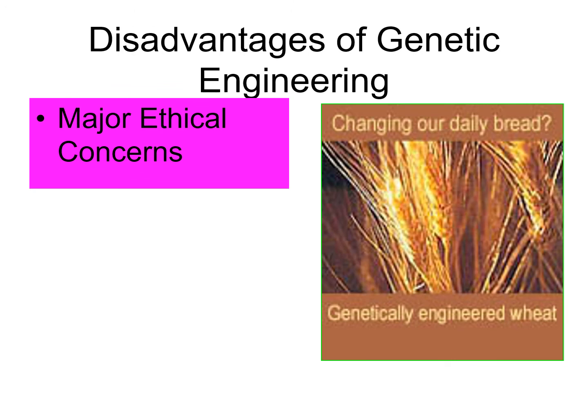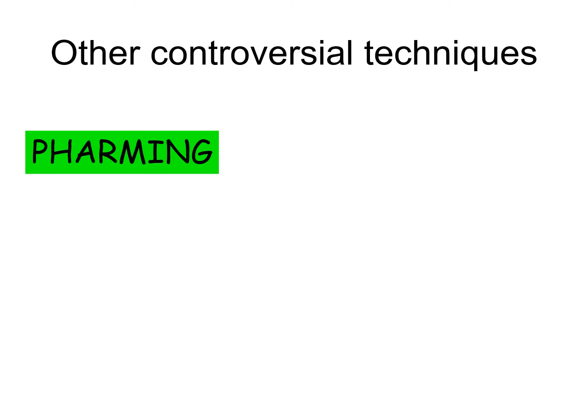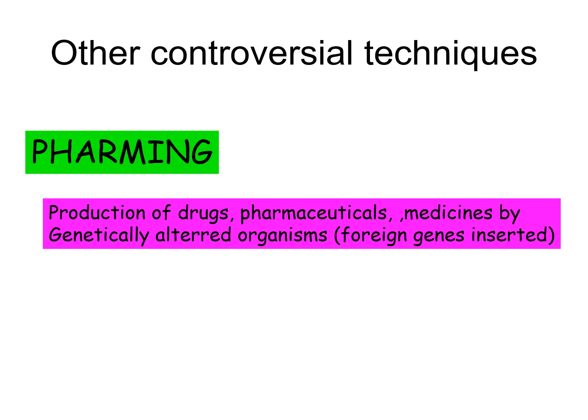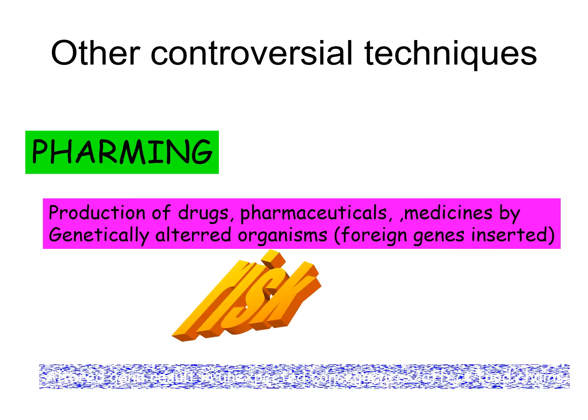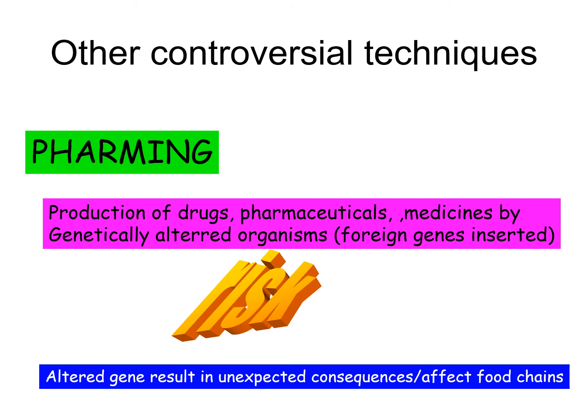And there's ethical concerns of putting genes from one organism into another organism. People feel it's too far, there's too much change, and it is quite expensive. Other controversial techniques include farming, which is the production of drugs, pharmaceuticals, medicines using genetically altered organisms. So that means that you're producing drugs, but in order to produce the drugs, you have inserted a gene from one organism into another. And obviously there is risk there. Any altered organism might affect the environment.